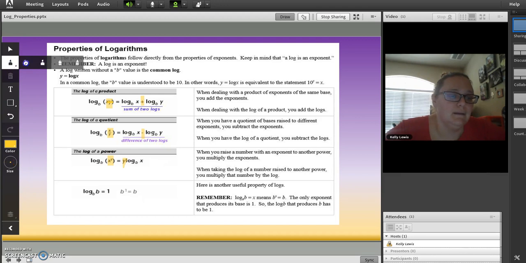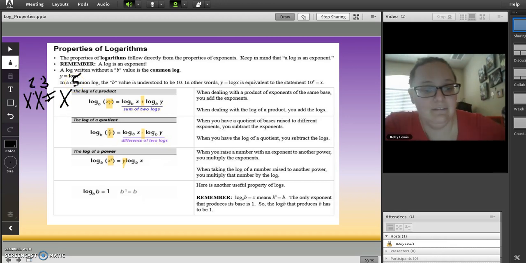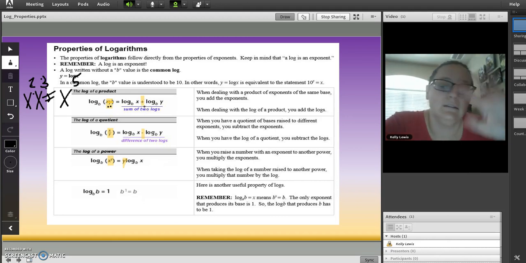Let's talk 1 minute about how these relate to properties of exponents. So for example, if we had x squared and x cubed, that simplifies to x to the fifth, because you add 2 plus 3 is 5. And so when you have x times y, you add them in the log. So exponents and logs are still totally related.